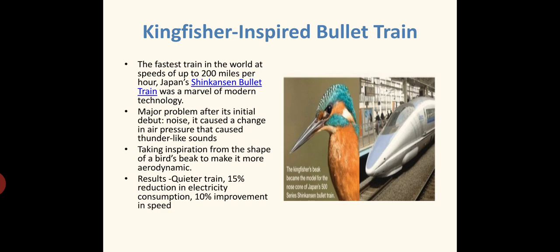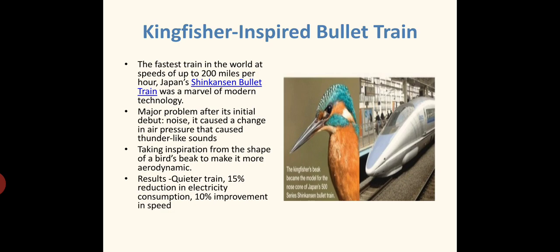So it looks the same, and the solution they got is actually by observing the kingfisher bird. That is the best example for biomimicry, taking inspiration from the shape of the bird's beak to make it more aerodynamic. Once the front shape is made like this bird's head, the air friction is reduced to the maximum.